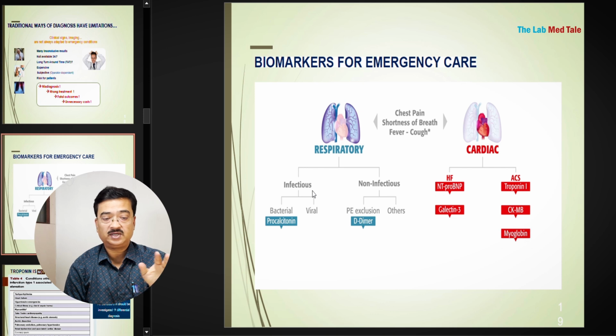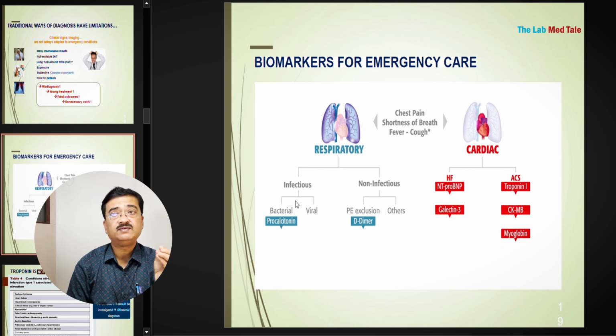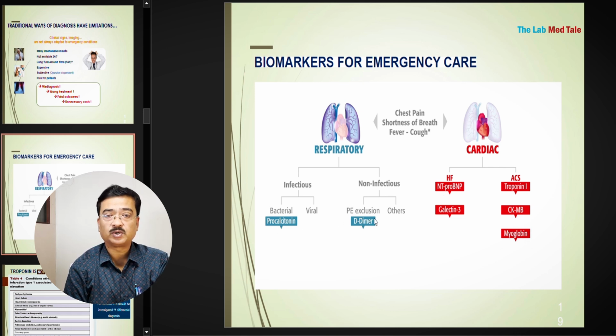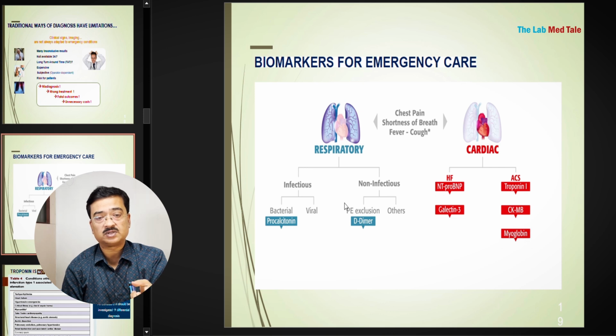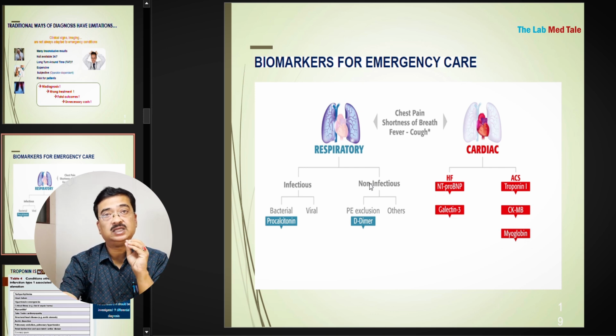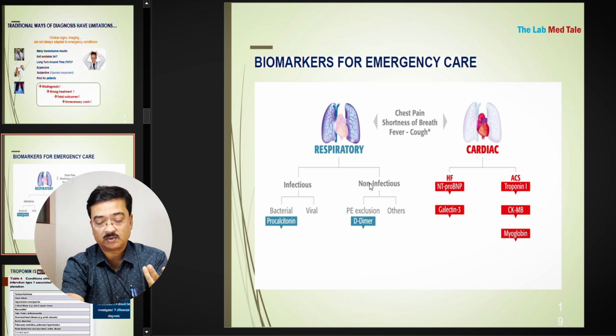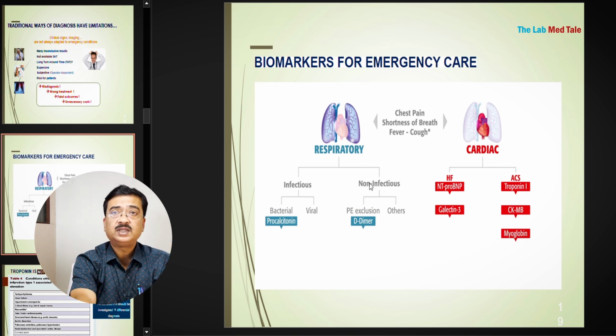And for respiratory, if a person comes with shortness of breath and you are suspecting infection, the diagnostic which can help is procalcitonin. If you are suspecting something like pulmonary embolism, particularly in COVID times, we used to depend a lot on D-dimer. So these are the biomarkers which are the main tools for emergency care to start with, whether it is a cardiac problem or a lung problem.